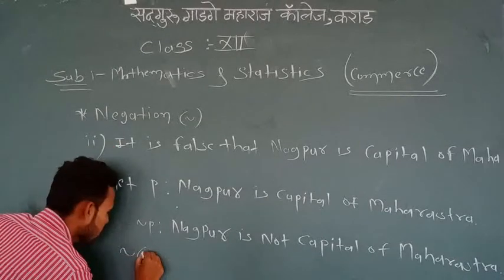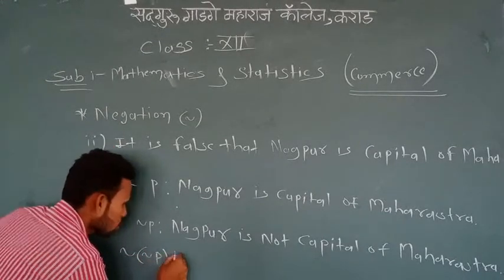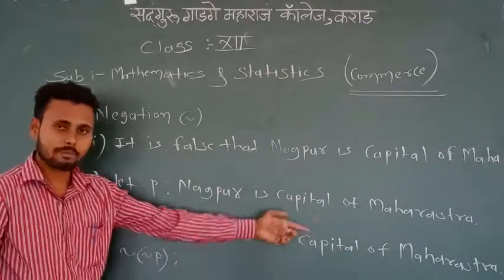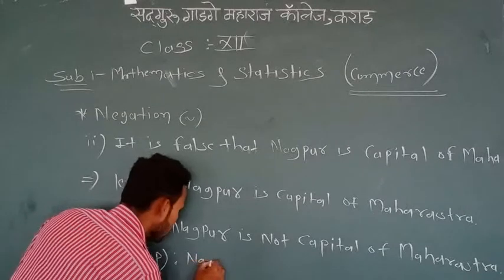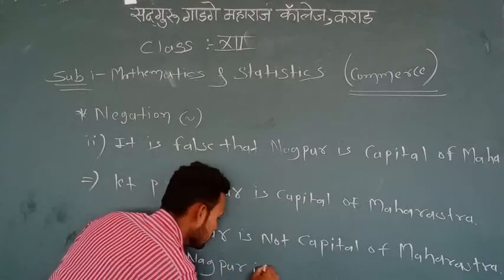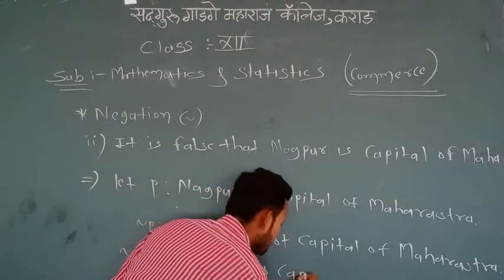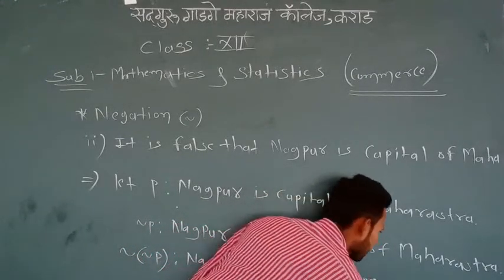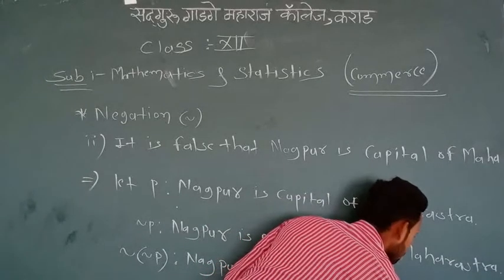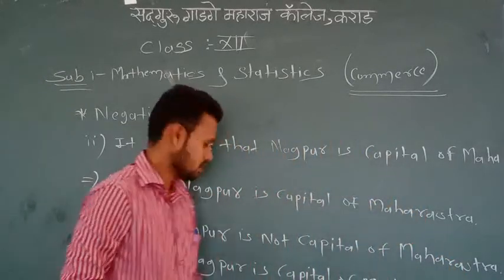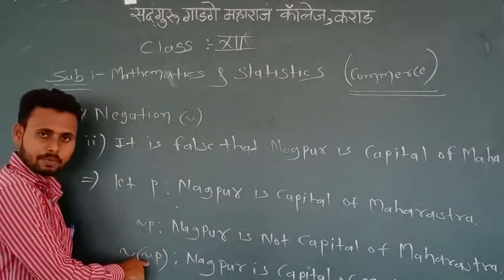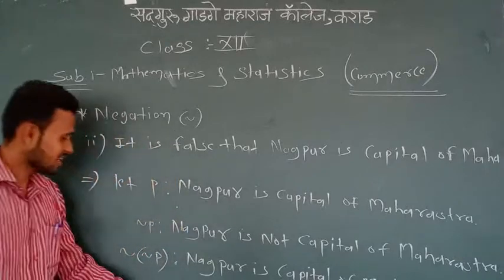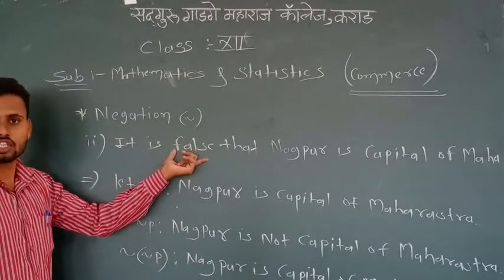Therefore, what will the negation of P be? Nagpur is capital of Maharashtra. What will we get as its negation? Nagpur is capital of Maharashtra. And we know that the negation of P comes out as only P, so write this statement only as it is, which is the required solution of that sentence.